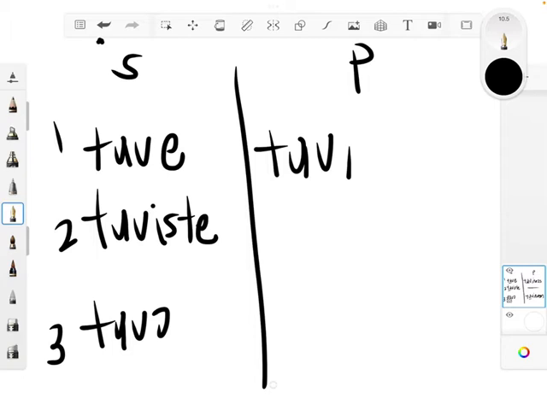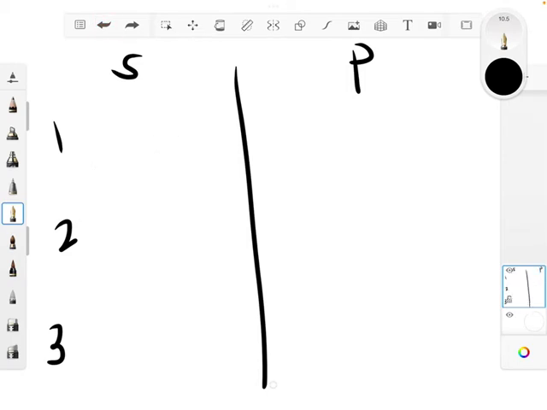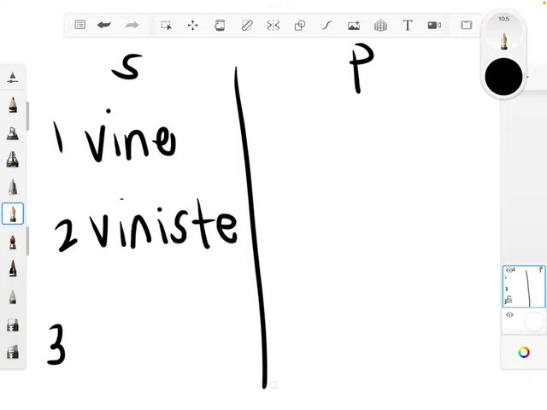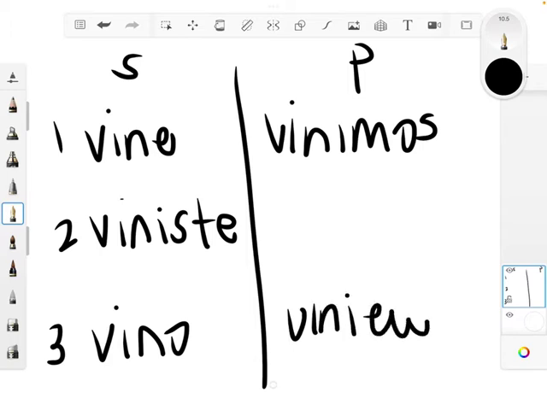With venir, let's see. Venir will have that change from the E to an I. Okay? So, vine, viniste, vino, vinimos, and vinieron. Okay, we have that change there from the E in venir to an I.